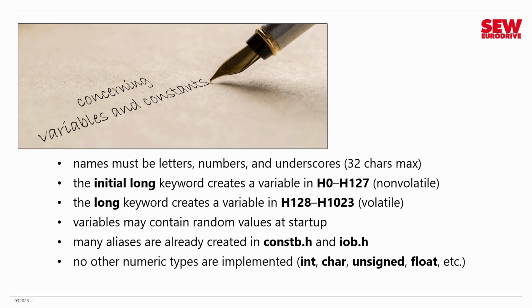Be aware there are no other numeric types implemented in IPOS. So if you're a C programmer or a derivative language, you may be wondering, well, what about integer, character, unsigned, floating point? Sorry, they're just not in IPOS. IPOS just has the long type, the 32-bit signed integer.